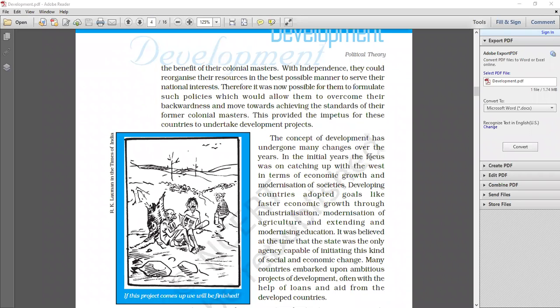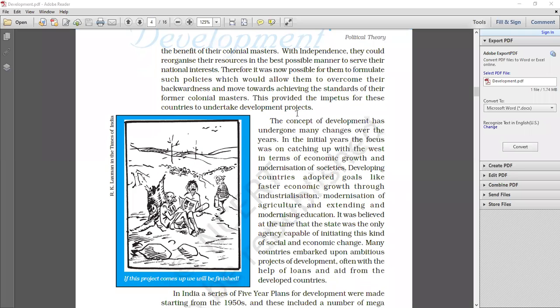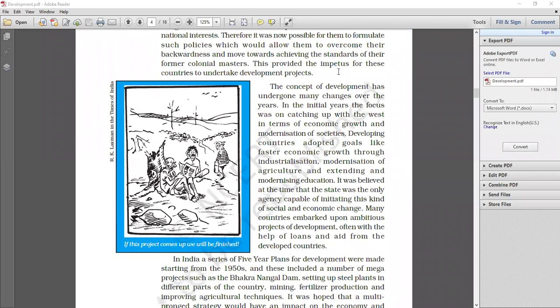This provided the impetus for these countries to undertake development projects. Impetus means motivation. This was a motivation for them that we have to undertake these development projects to serve our national interest and to compete with our former colonial masters. So these were some of the basic problems.